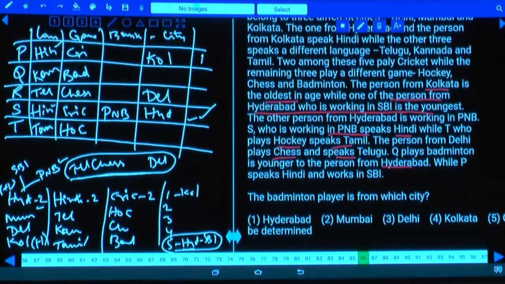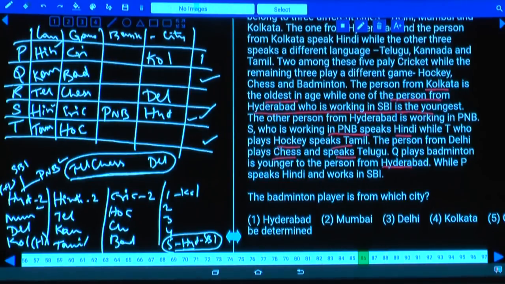Now we need to find out who will be from Hyderabad. Either Q or T is from Hyderabad, isn't it? Then the person from Kolkata is the oldest, while the person from Hyderabad who is working in SBI is the youngest.